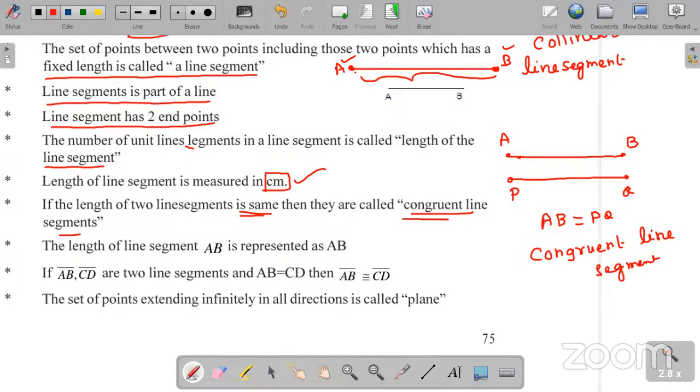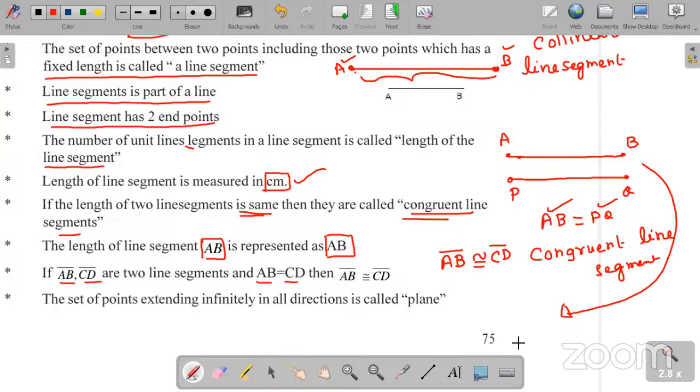The length of the line segment AB is denoted as AB only. If AB and CD are two line segments and AB is equal to CD, then we write that line segment AB is congruent to line segment CD. Symbolically, we can write that line segment AB is congruent to line segment PQ. You can conclude like this, because these two lengths are equal.